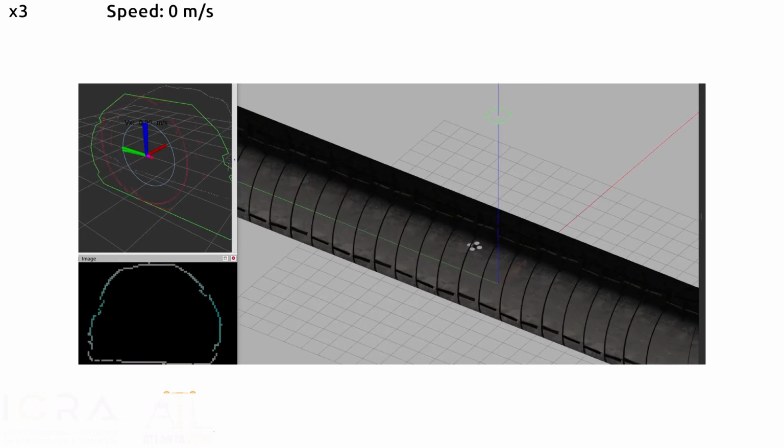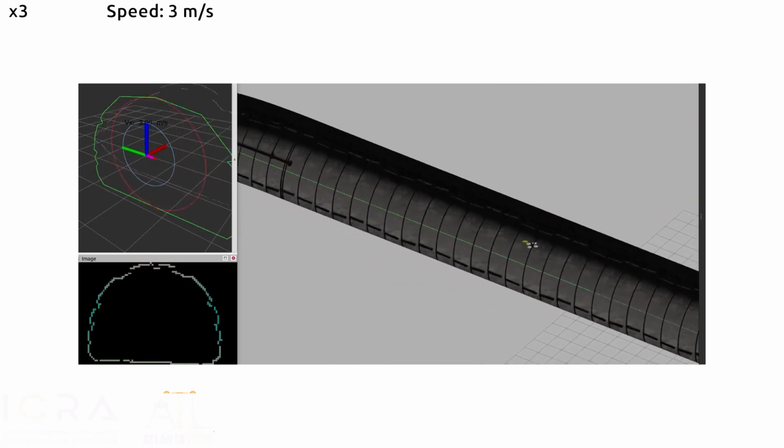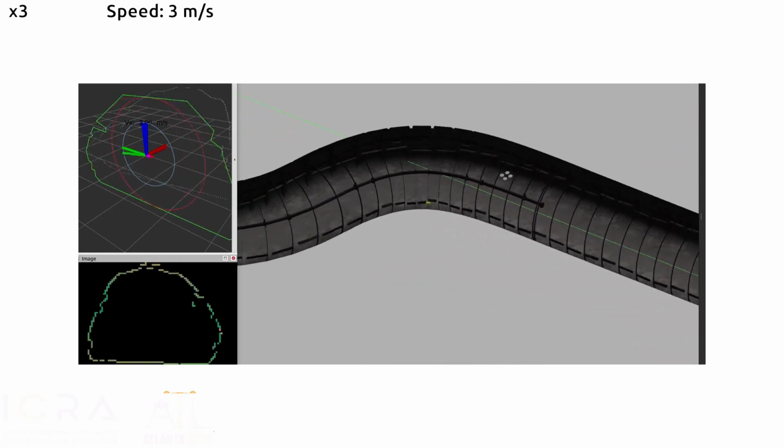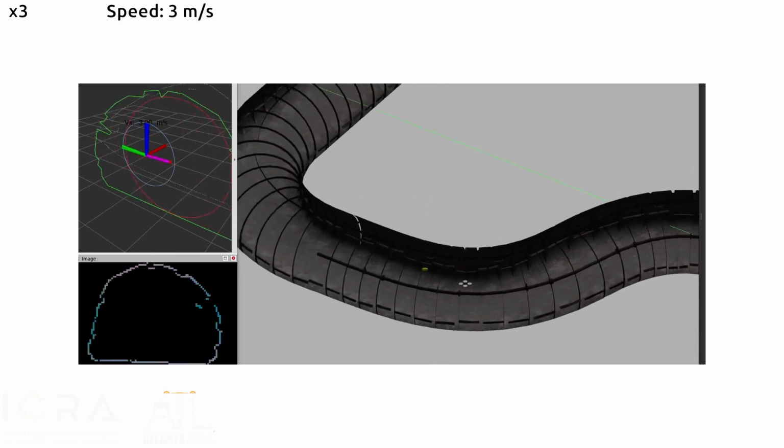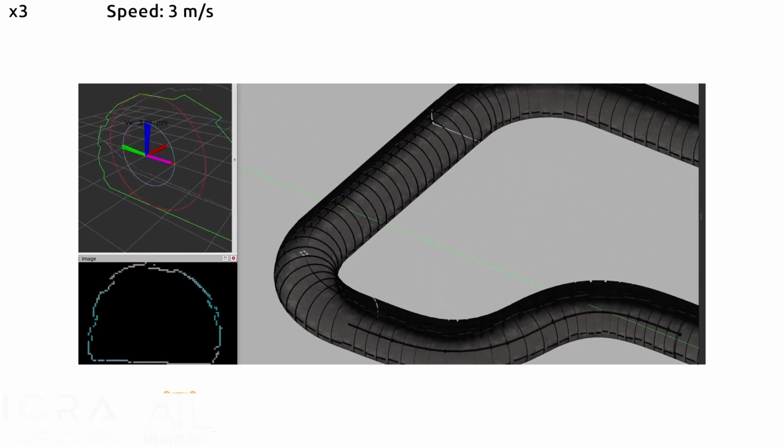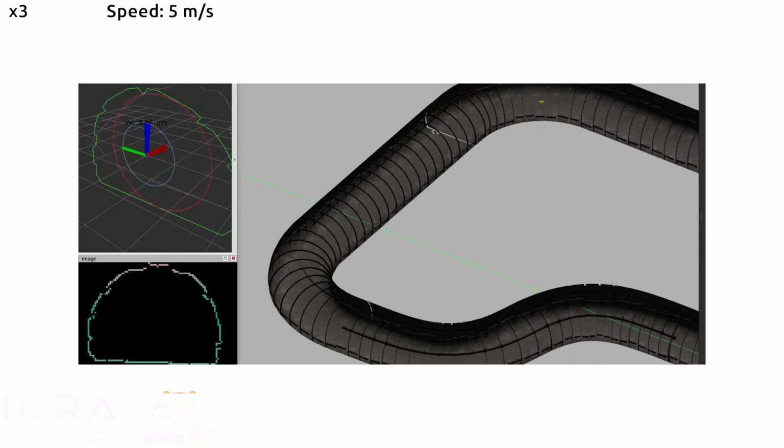An extensive set of experiments have been performed in simulation. In this case, the drone is flying at speeds of 3 and 5 meters per second in a tunnel created with the assets provided by DARPA for the Subterranean Challenge.